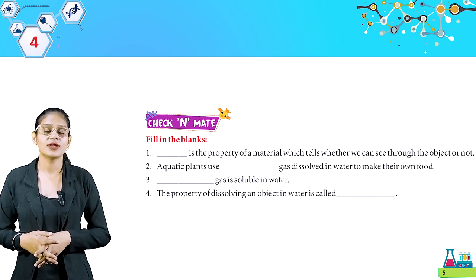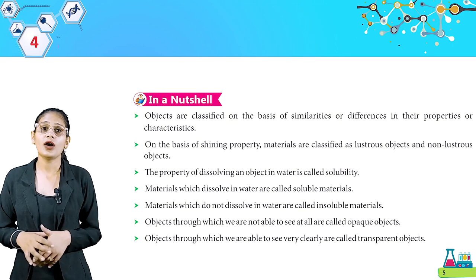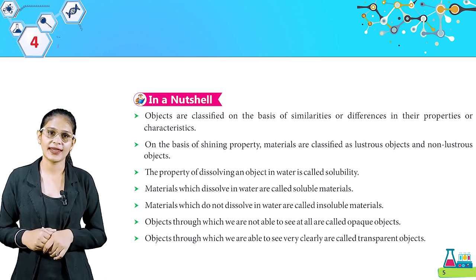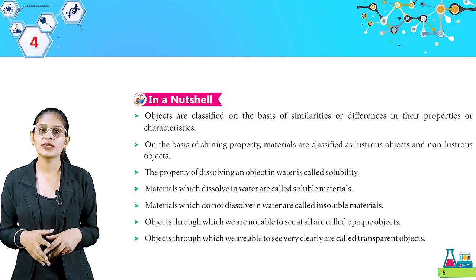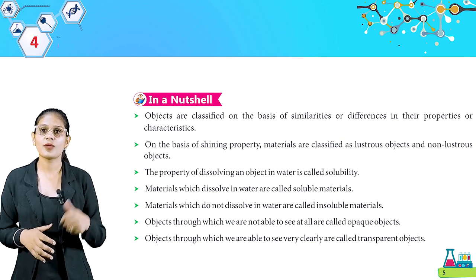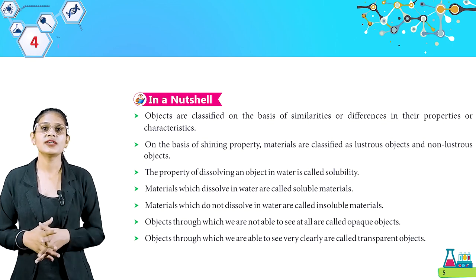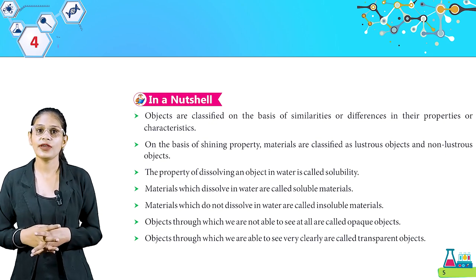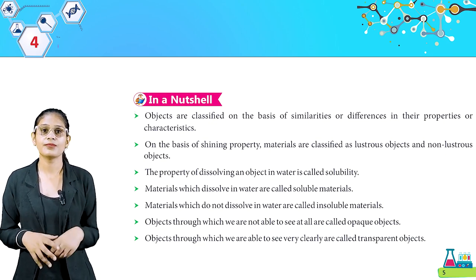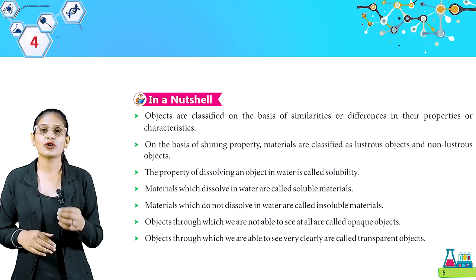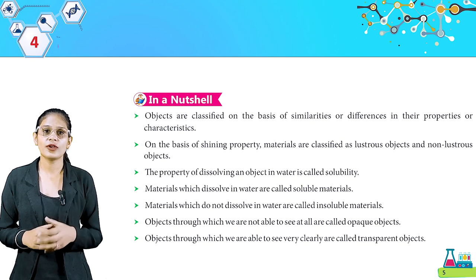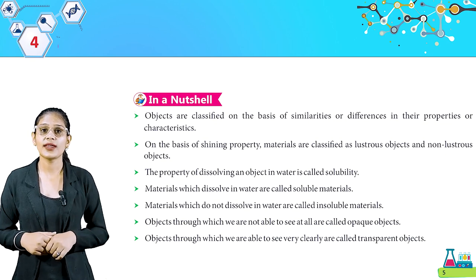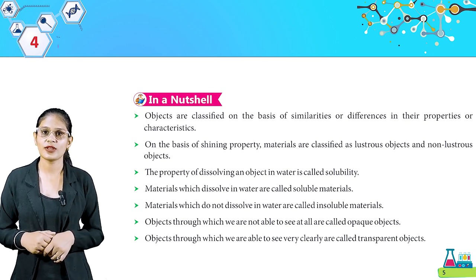What we learn in this chapter, now we will discuss it in a nutshell. Objects are classified on the basis of similarities or differences in their properties or characteristics. On the basis of shining property, materials are classified as lustrous objects and non-lustrous objects. The property of dissolving an object in water is called solubility. Materials which dissolve in water are called soluble materials. Materials which do not dissolve in water are called insoluble materials. Objects through which we are not able to see at all are called opaque objects. Objects through which we are able to see very clearly are called transparent objects.